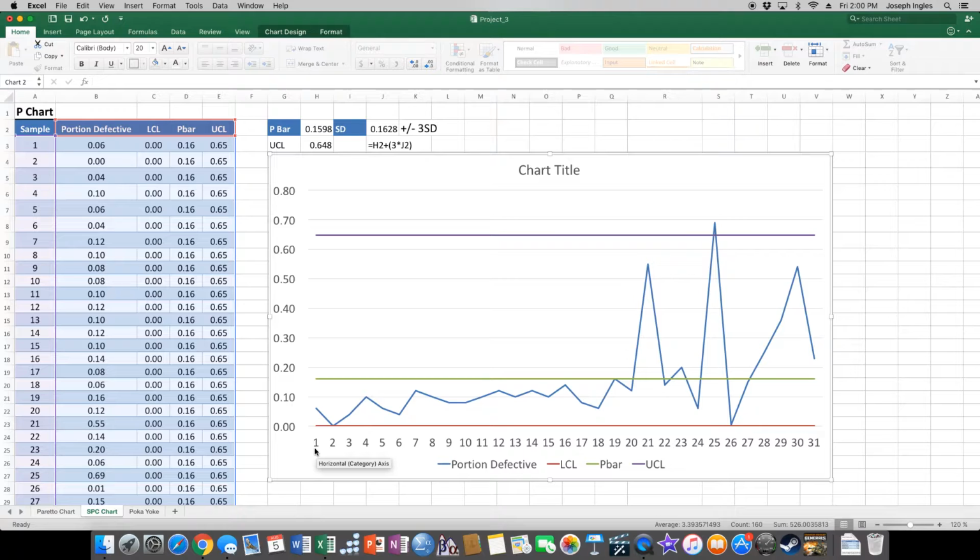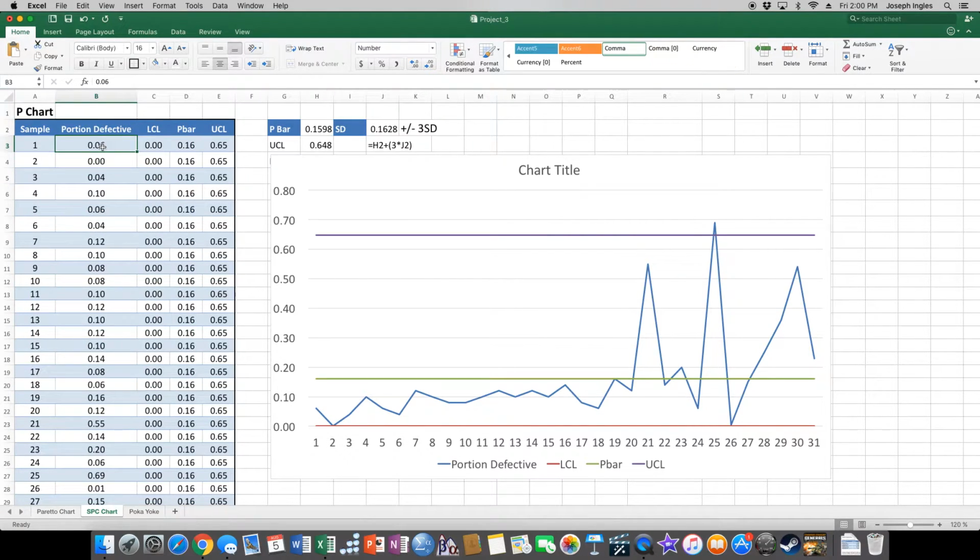You'll notice that my samples along the bottom correspond with the sample numbers here. You'll notice that my portion defective corresponds with each of these. The blue line represents the portion defective here. The red line, the LCL, represents the 0 line. My P-bar is going to be my average number, and then my UCL is going to be at the top.